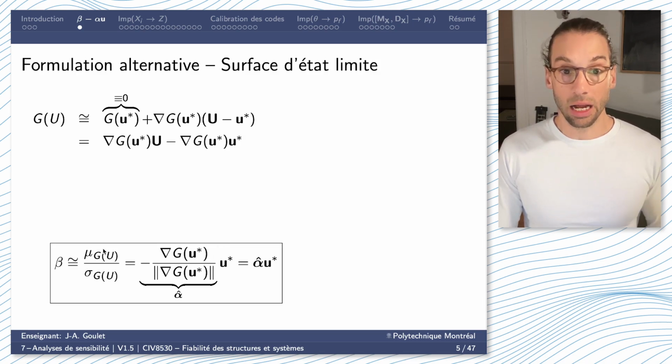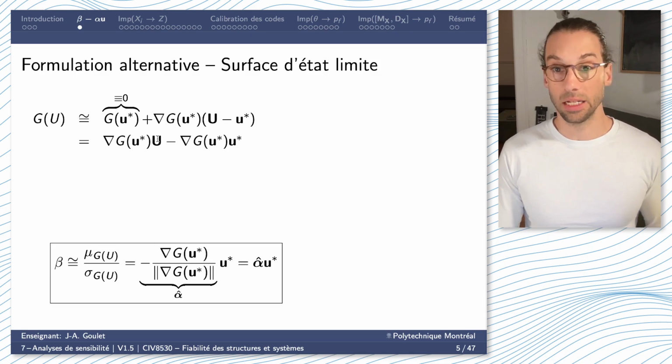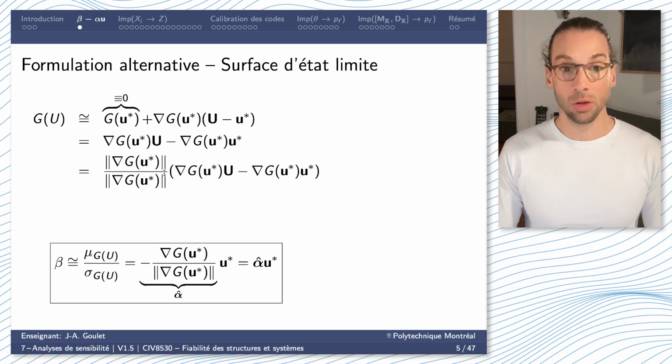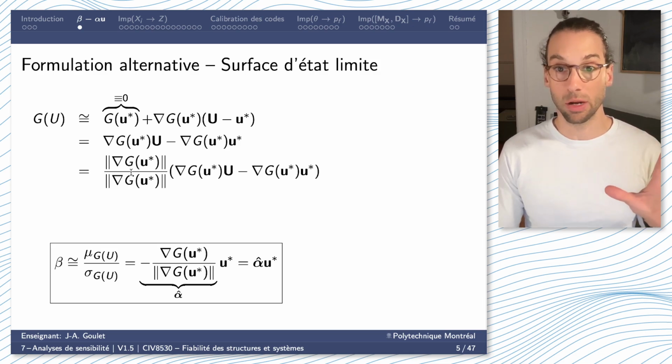And the standard deviation is going to be the gradient times the identity matrix times the gradient transpose. So here, beta is going to be equal to this quantity, where what we have on the left-hand side is the negative normalized gradient, or my alpha hat, and alpha times u is going to be equal to my beta. So in that equation, I just have to multiply it by this ratio: the norm of the gradient divided by its norm must be 1. So I'm not going to change my equation by doing so.